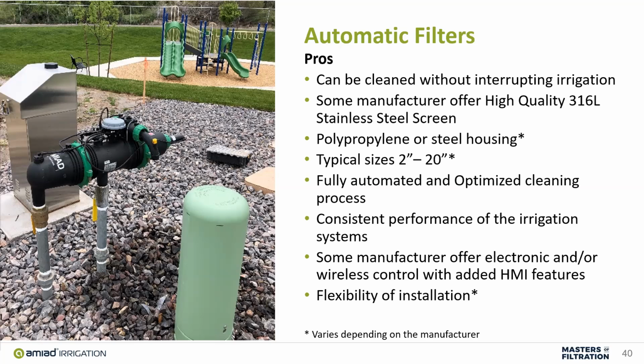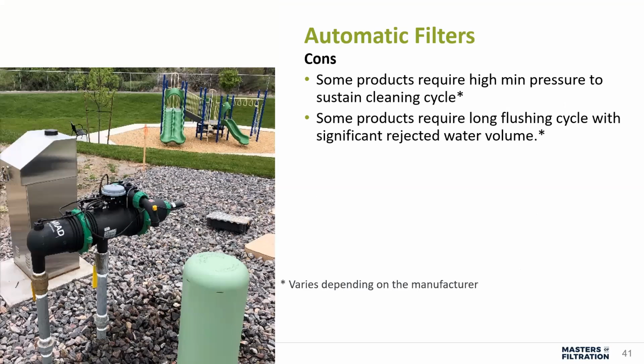So the 7 psi is important because typically, if you go below 7 psi, your system downstream is going to struggle. But that keeps it consistent with the automatic filter, because it flushes and allows the water to keep flowing freely and at the same psi that you need and what you designed to. Some manufacturers offer the electronic and/or wireless control with added HMI features. And then again, a flexibility of installation with automatic filters. Some of the cons, obviously the product requires a little higher minimum pressure to sustain the cleaning cycle. And then some require a little longer flushing period, which is more rejected water. And then obviously cost is a factor in there as well.